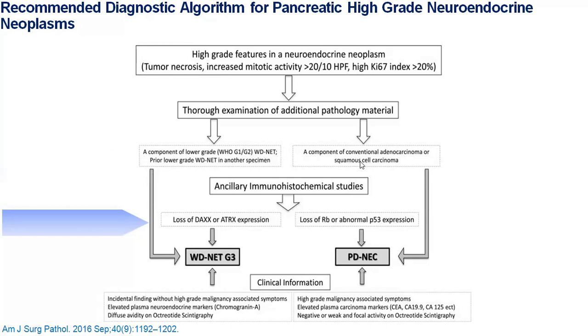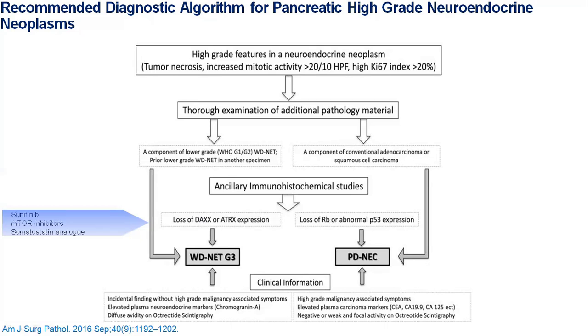While it is very much important in neuroendocrine carcinomas, because there could be a history of a conventional adenocarcinoma or squamous cell carcinoma. Even besides the GI tract, this phenomenon has been well studied in the breast. It has been well studied in the prostate as well. And then the ancillary immunohistochemical studies are very helpful to distinguish between them as well, because the neuroendocrine tumors commonly show loss of DAXX or ATRX expression, while the neuroendocrine carcinomas show loss of RB or abnormal P53 expression.